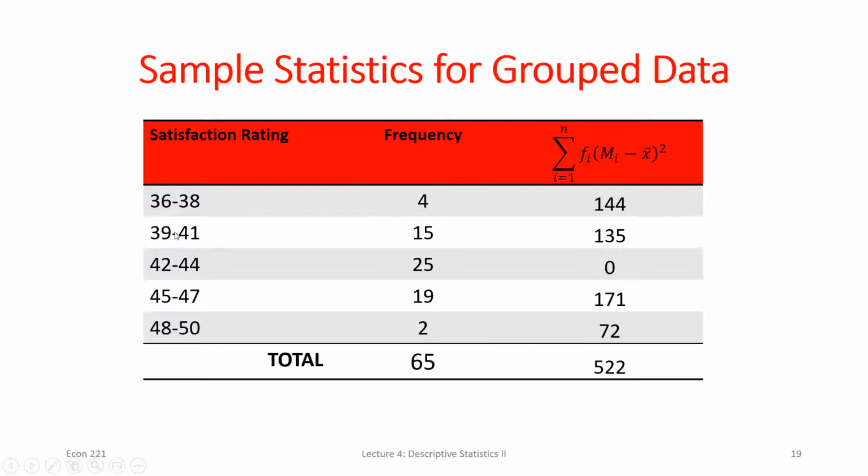Next observation, take the midpoint of 40, subtract the mean of 43, -3 squared is 9, multiply by that frequency of 15, you get 135. Now notice for this middle bin, its midpoint is 43, so when I subtract the mean, 43 minus 43 is 0, squared is 0, 0 times anything is 0.